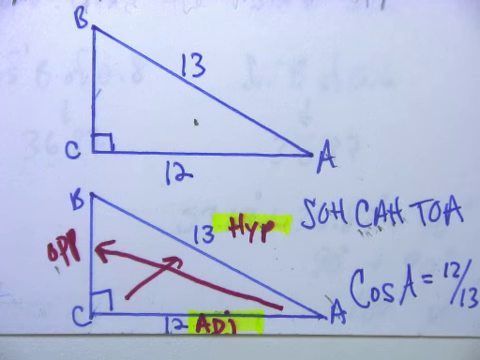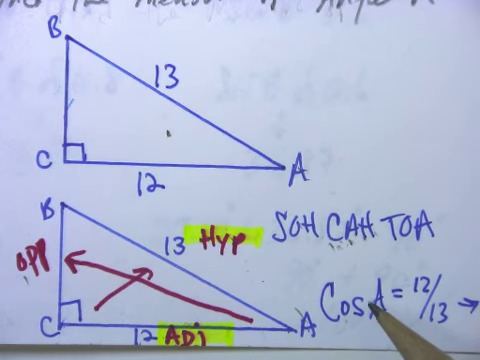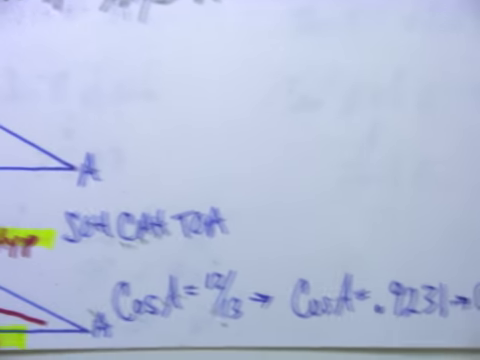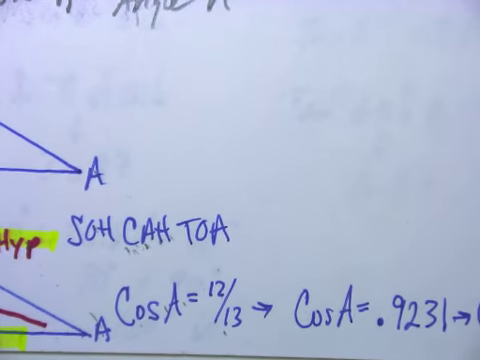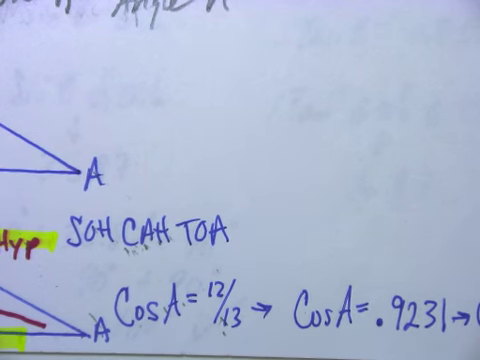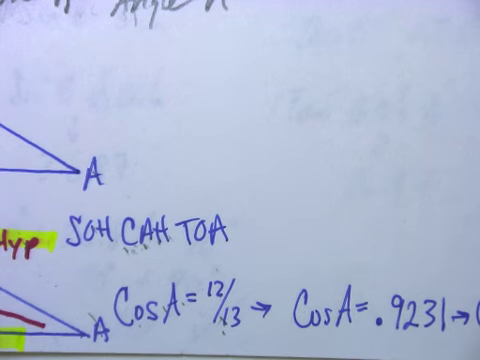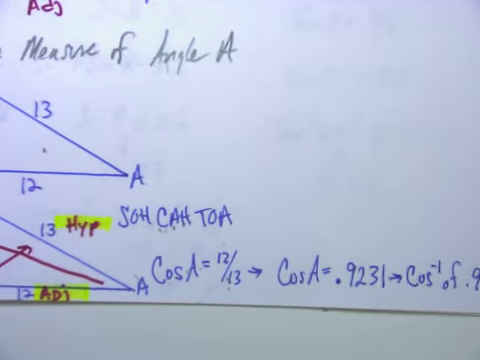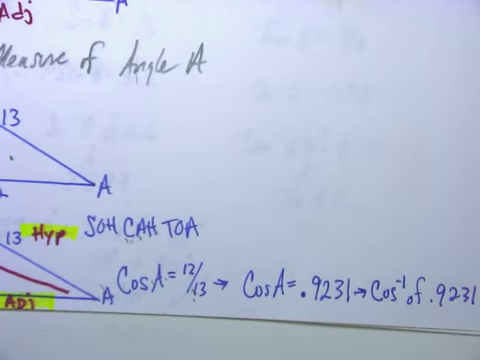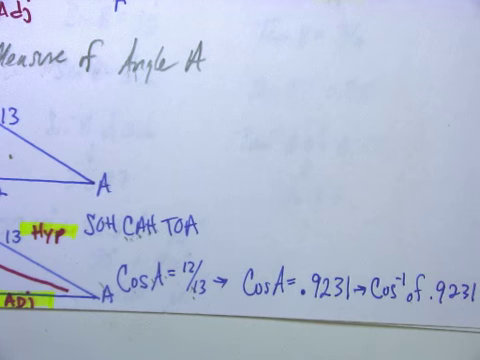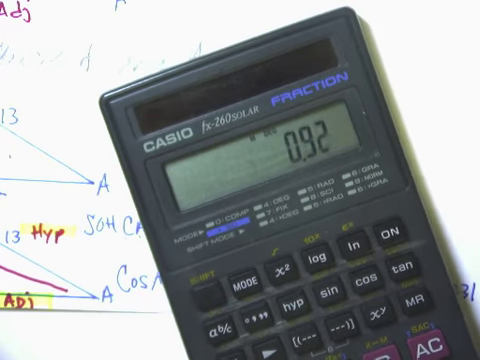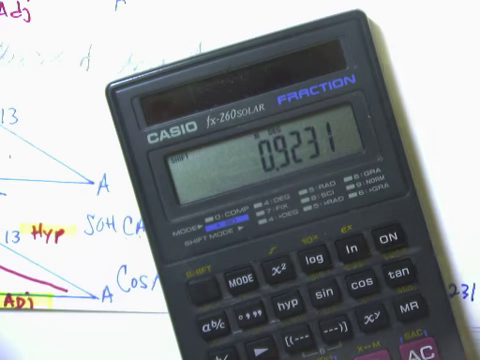So the cosine of angle A is equal to the adjacent side over the hypotenuse, adjacent of 12 over 13. When I type that into my calculator, I get 0.9231 because 12 divided by 13 is 0.9231. But now I want to find the angle, which means I'm going to have to use the inverse function. So the inverse function of 0.9231 is going to give me the angle.